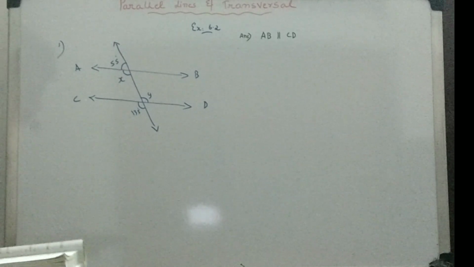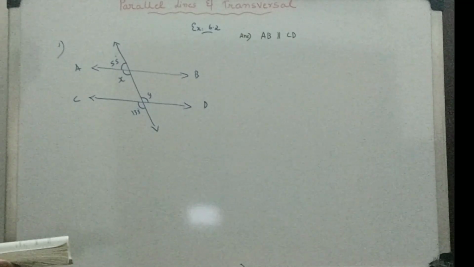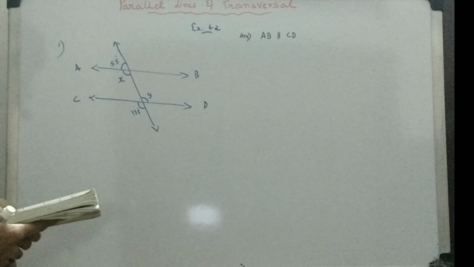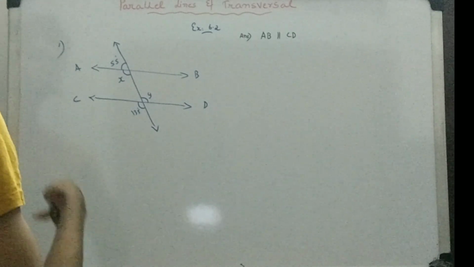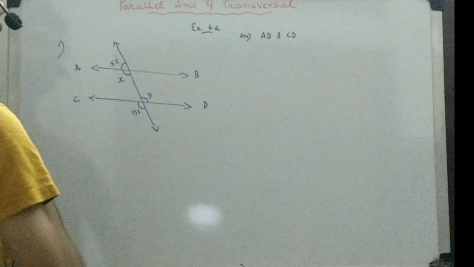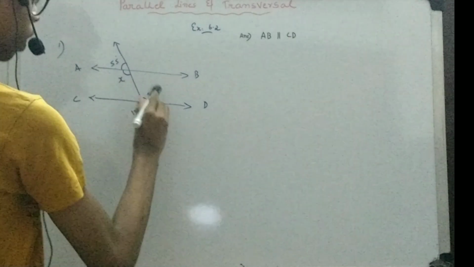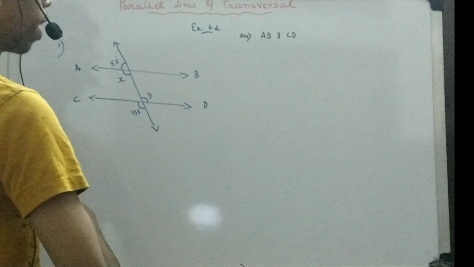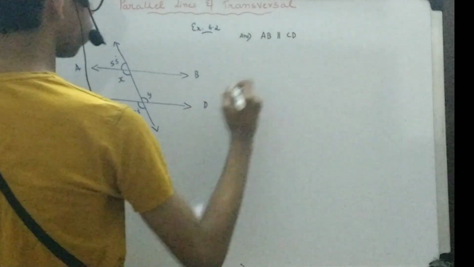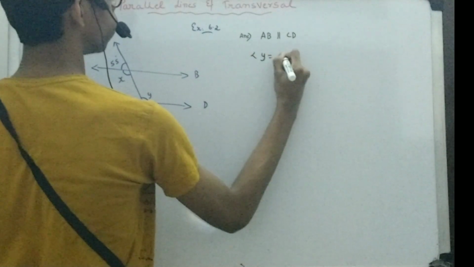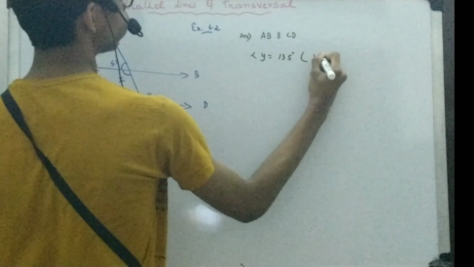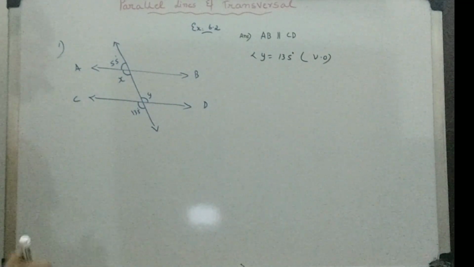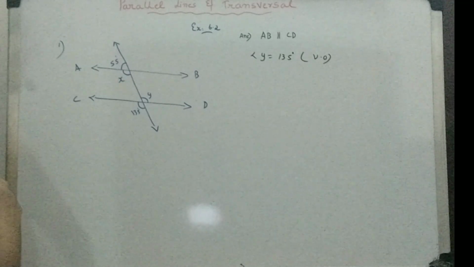The question is, in the figure, find the value of x and y, then show that AB is parallel to CD. So first of all we need to find the values of these angles x and y. Let's find the value of y first. If you see this angle and this angle, they are vertically opposite angles. So angle y is equal to 135 degrees, because we know vertically opposite angles are equal to each other. So we got angle y is equal to 135.